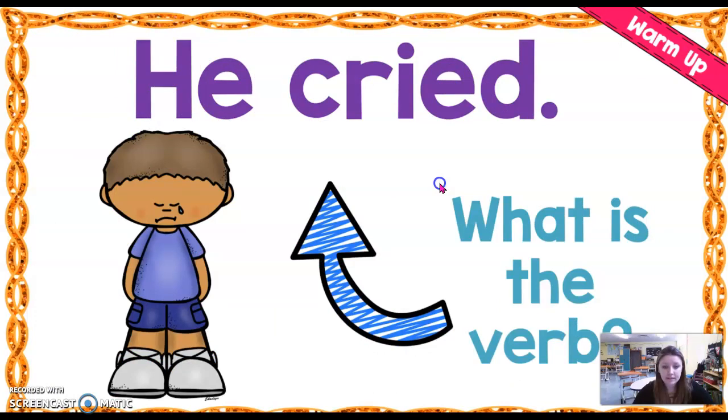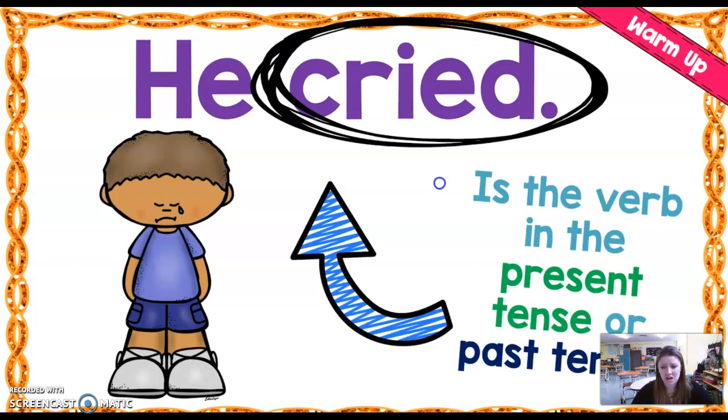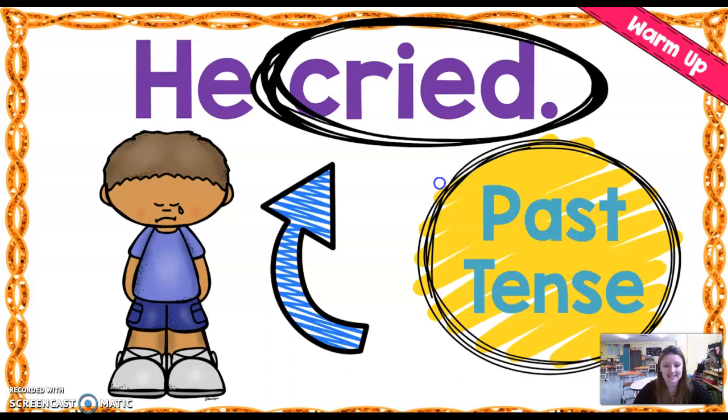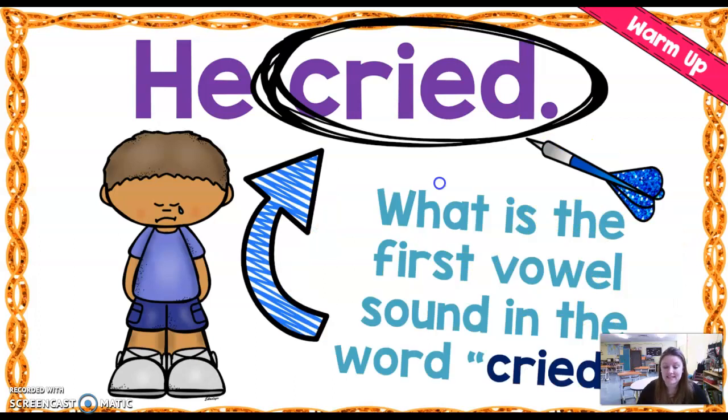Okay? He cried. What's the verb? What's he doing? Cried. Good. Is this verb in the present tense or in the past tense? We would say this is in the past tense. This is kind of an example of our drop the Y, add IES, except in this sentence, it's drop the Y, add IED, right? Cried is past tense. Excellent. It means it already happened.